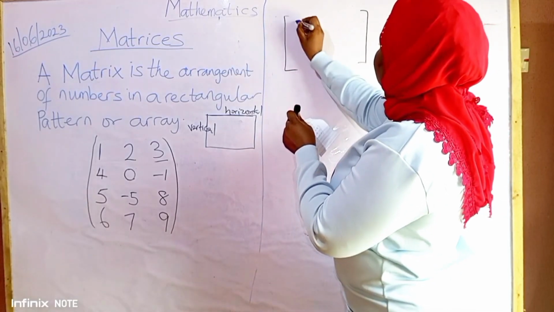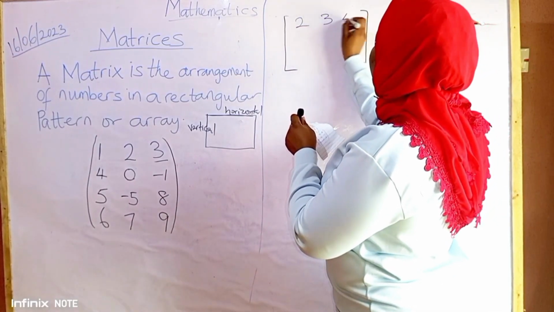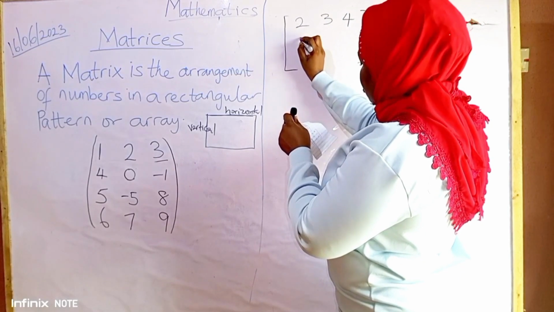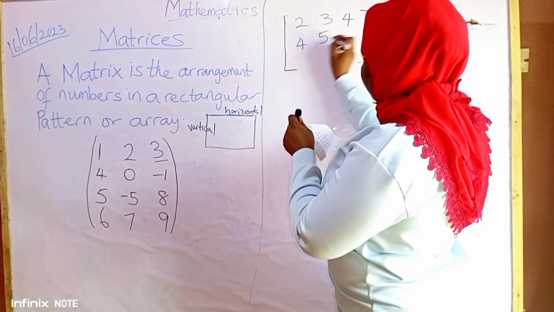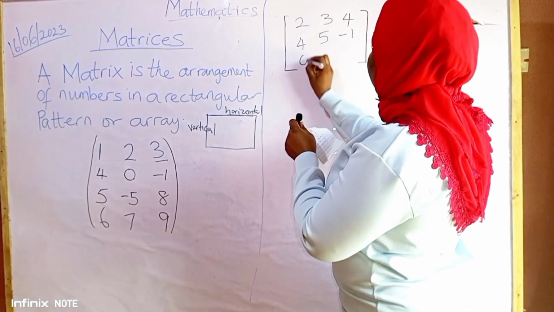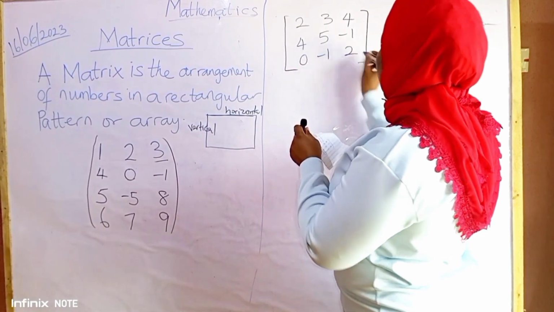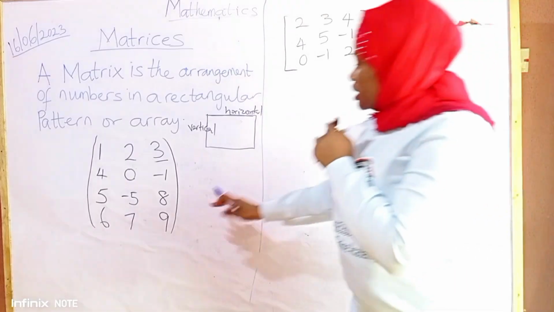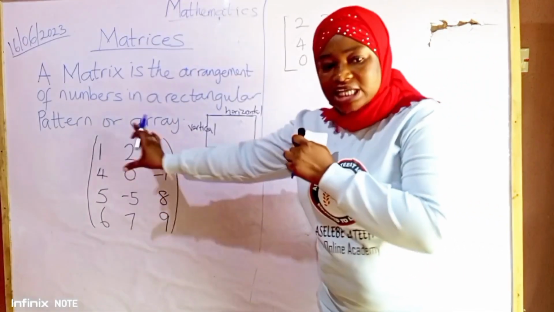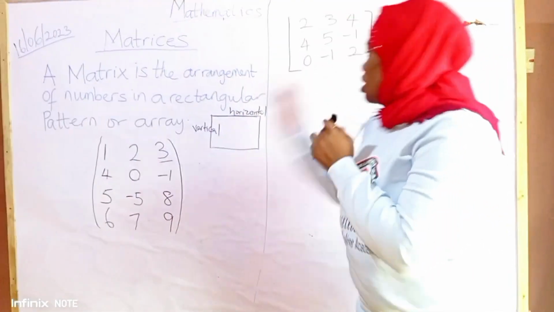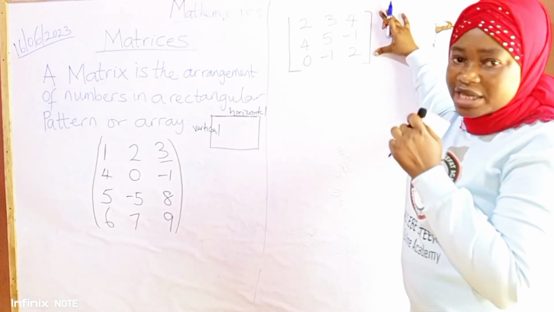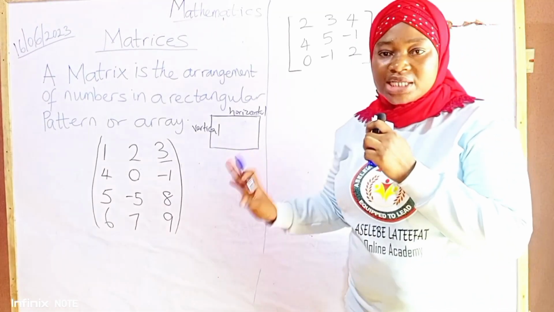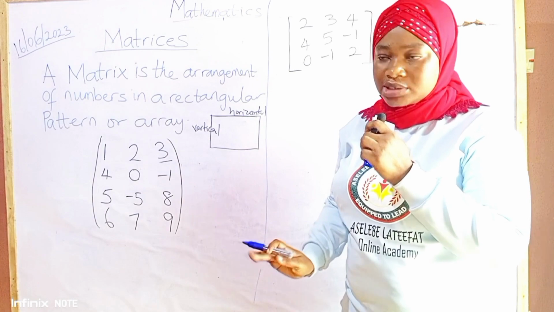So if you have 2, 3, 4, 5, minus 1, 0, minus 1, 2, this is another matrix. You can see it's the same thing. It's either you use this kind of bracket or you use this kind of bracket. We are still talking about a matrix.